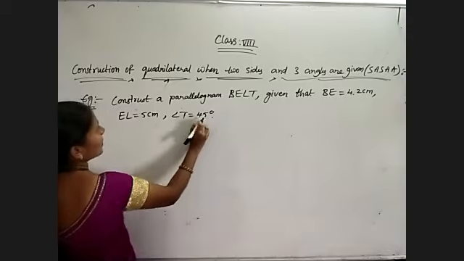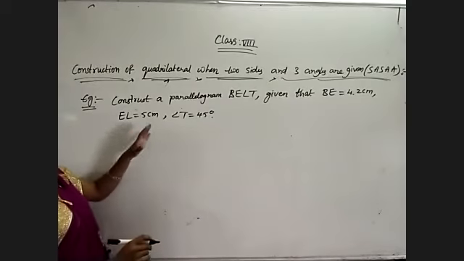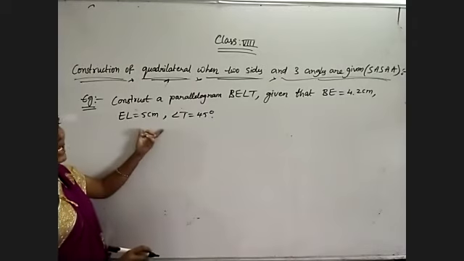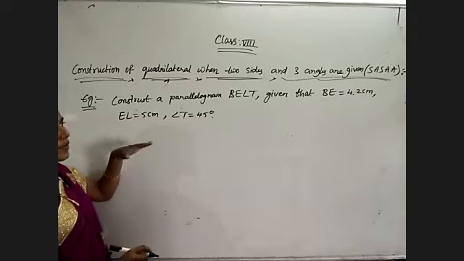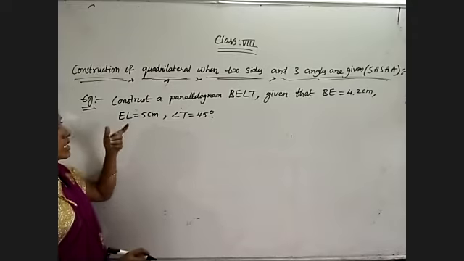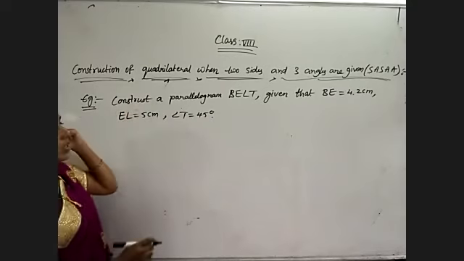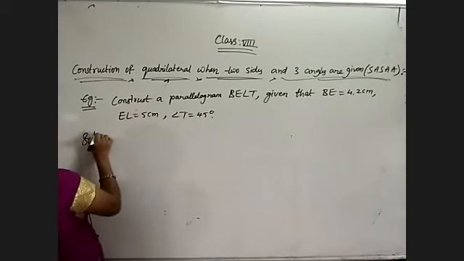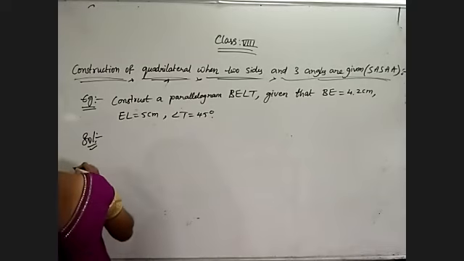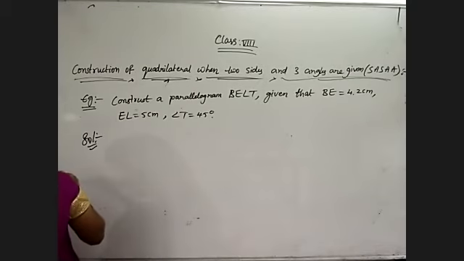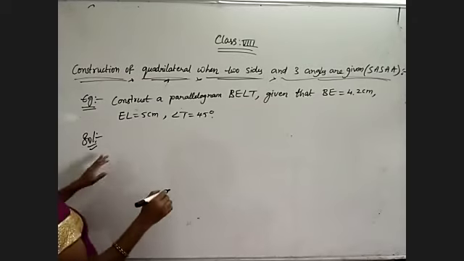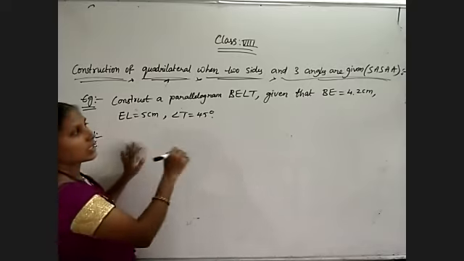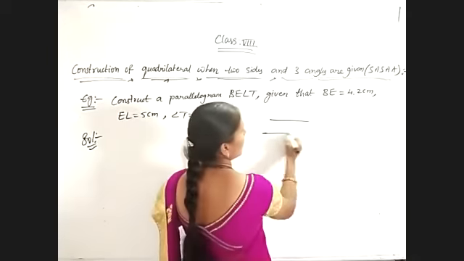So only 3 measurements are given. Actually, we need 5 measurements. Only 3 is given. So are we able to find out the remaining measurements? Yes, because it is a parallelogram. So first of all, observe the question now. Construct the parallelogram BELT, rough figure.